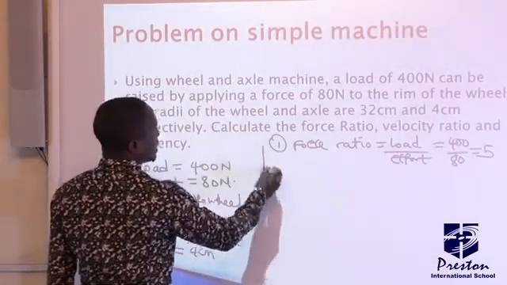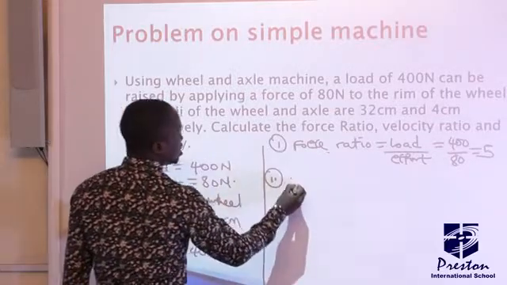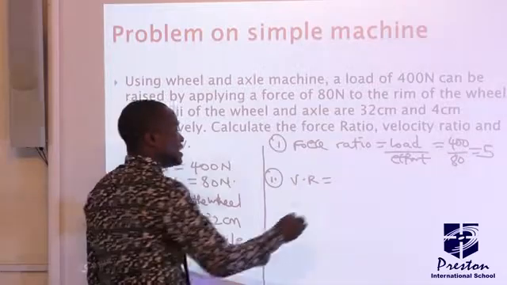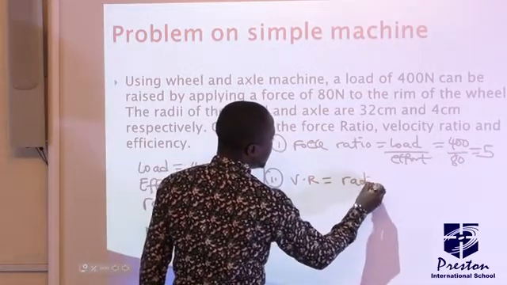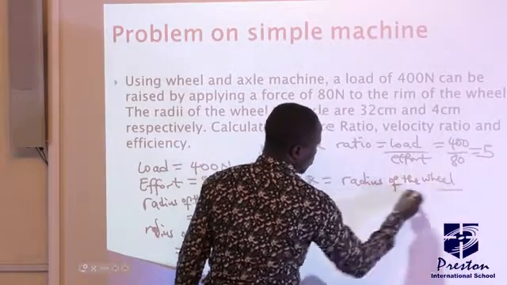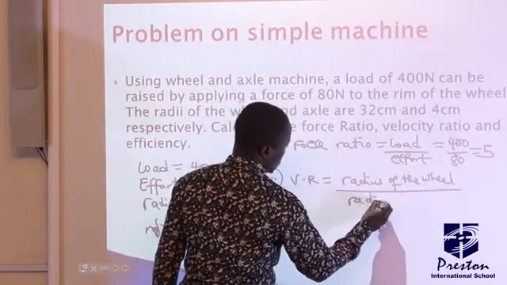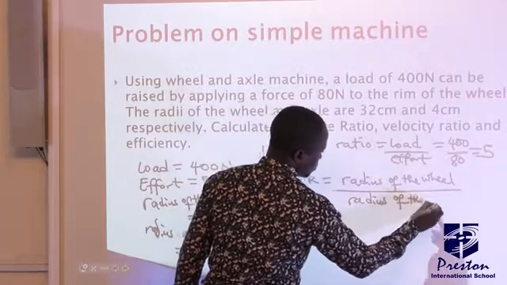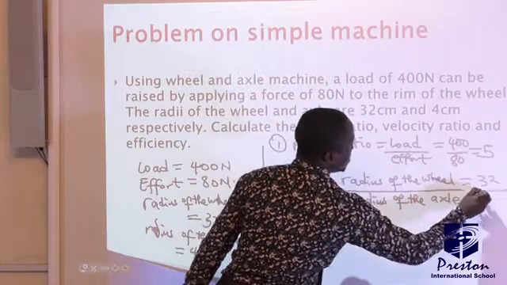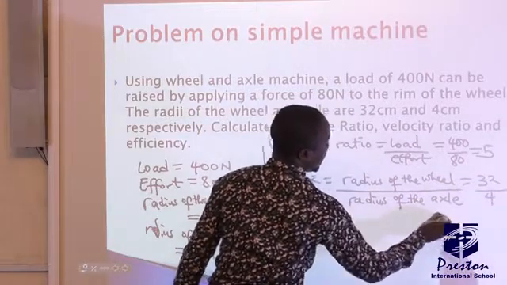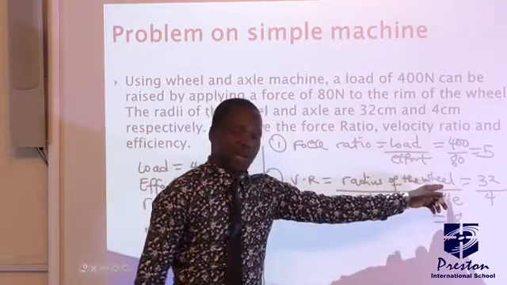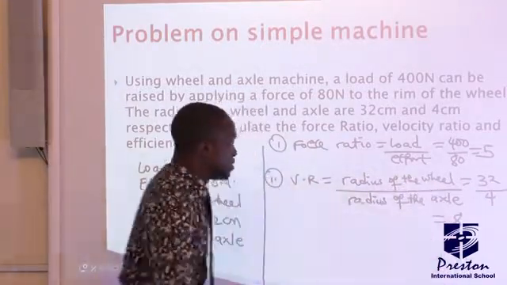Then look at the second question. You have to find the velocity ratio. Velocity ratio for a wheel and axle machine is calculated by the radius of the wheel over the radius of the axle. The radius of the wheel is given as 32. The radius of the axle is 4, and that is 8. It doesn't have a unit also. Why? Because the radius of the wheel is measured in centimeter, and the radius of the axle is in centimeter.